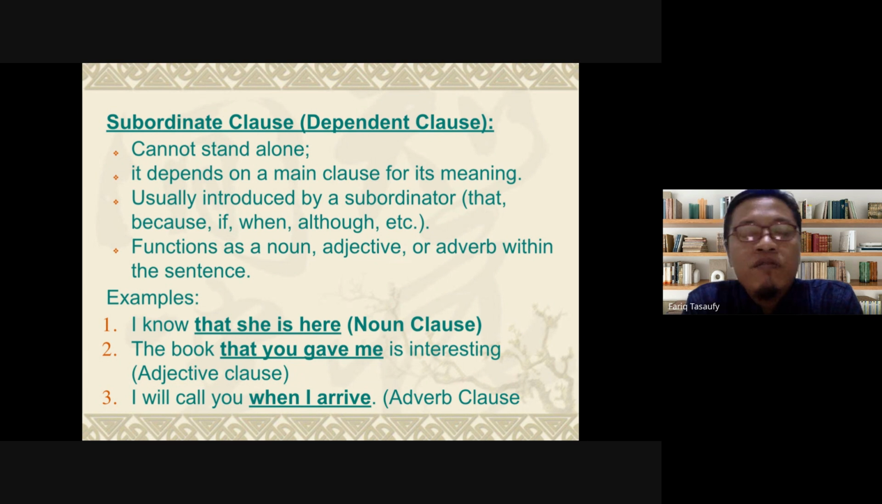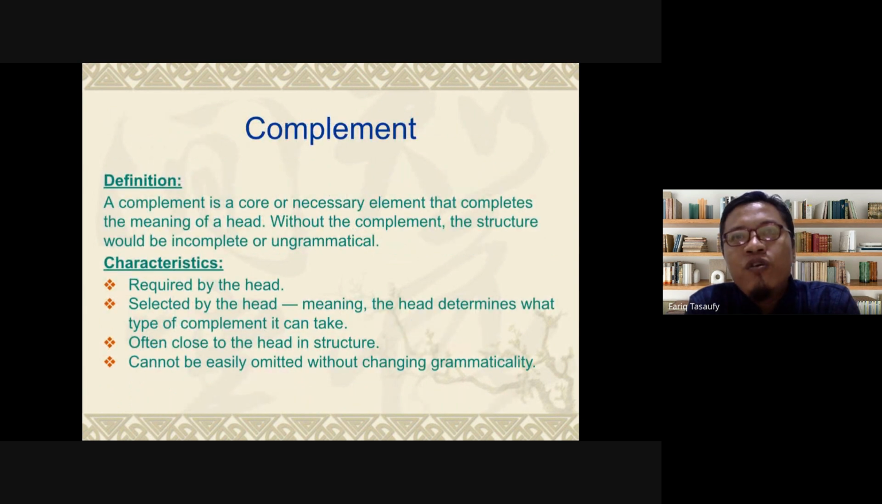So now we are done talking about the types of verbs, and talking about when we try to combine the clause and subordinate clause, we come to the difficulties. How, when there is a complement or there is an adjunct. So a complement is a core or necessary element that completes the meaning of a head. So if there is a head, like the main clause or the subject and the verb as the head in the clause structure, yeah, not in the phrase structure.